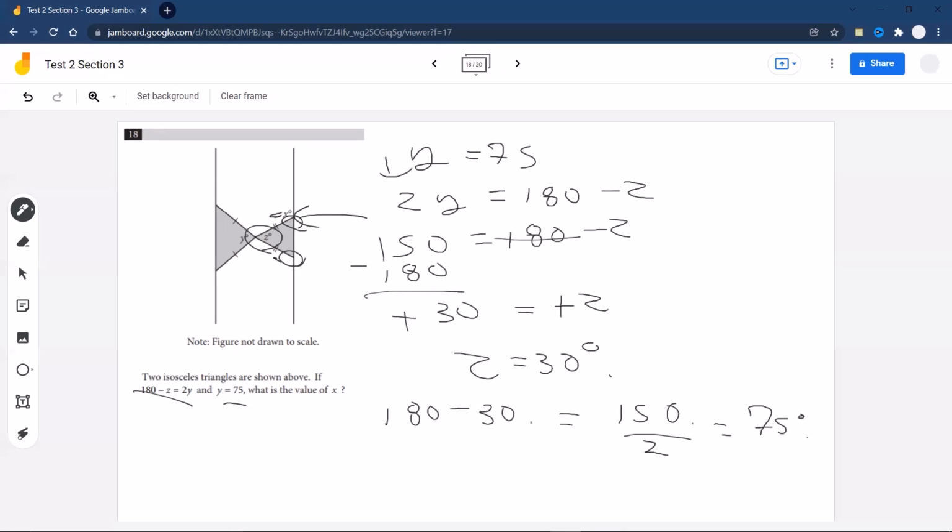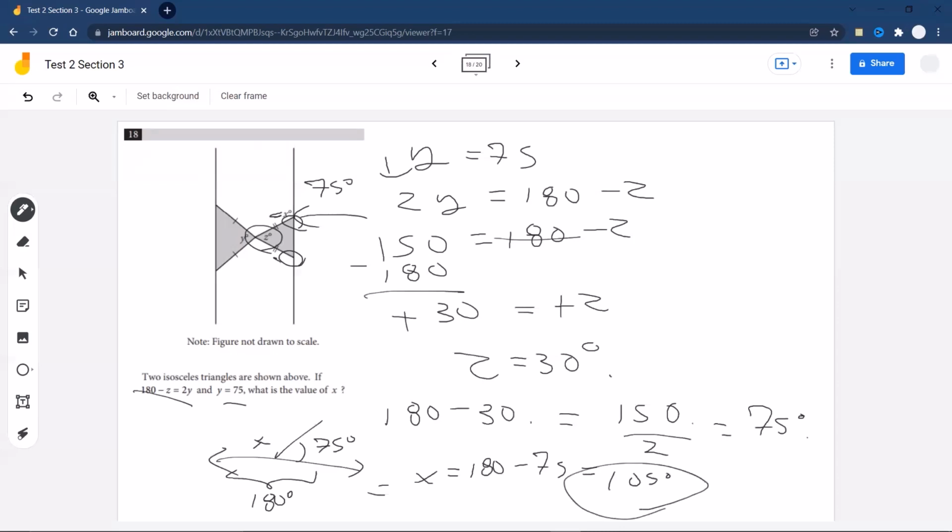So now that we know that this is 75 degrees, we know that this angle makes a line with x, right? So 75 and this is x. Because these two make a line together, we know that they have to add up to 180 degrees, because 180 degrees produces a straight angle or a line. So therefore, x is the same as 180 minus 75, which is just 105, right? And that's our answer here.